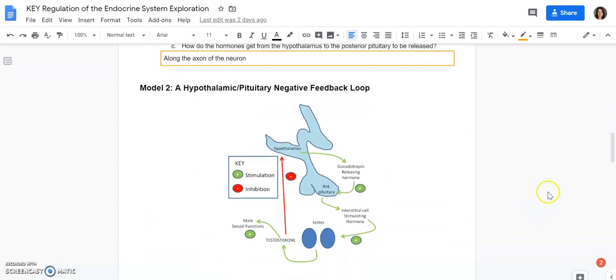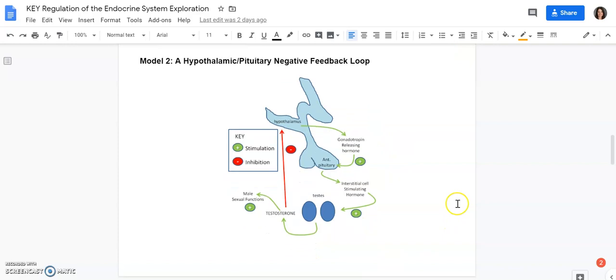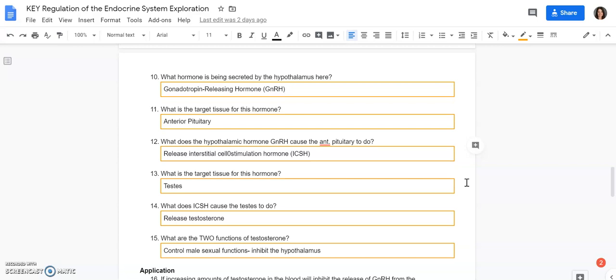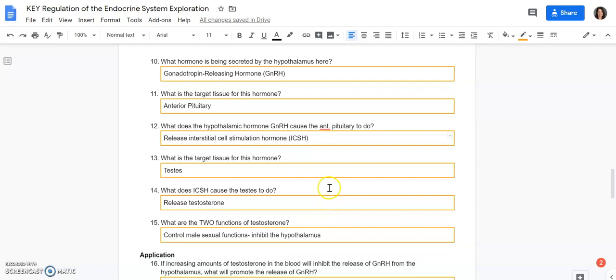All right, model 2, which was this guy. Here are my responses. Which hormone is being secreted by the hypothalamus? It's GnRH, the gonadotropin releasing hormone. The target tissue is the anterior pituitary gland. What does it cause the anterior pituitary to do? It causes it to release the interstitial cell stimulating hormone, or ICSH for short. This is the target tissue for the testes.